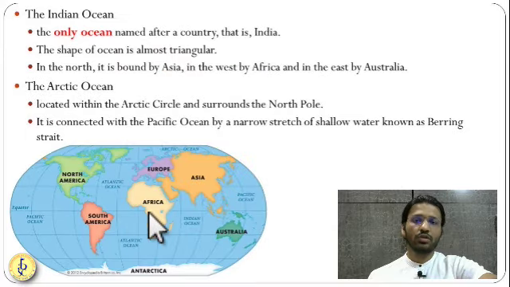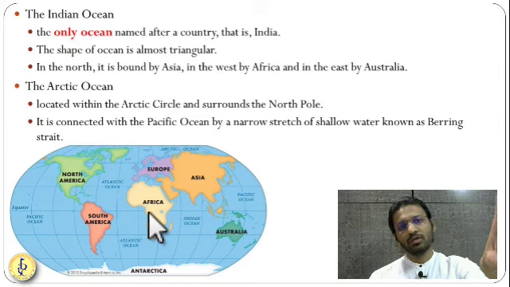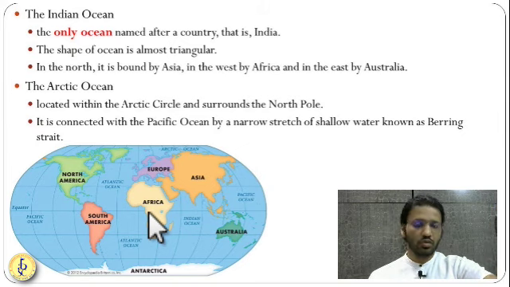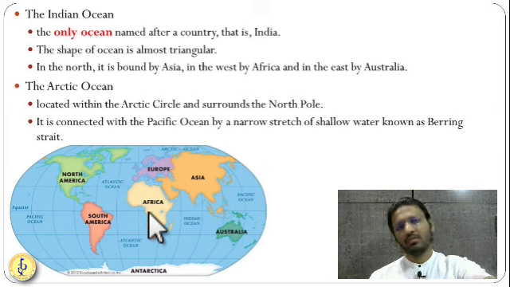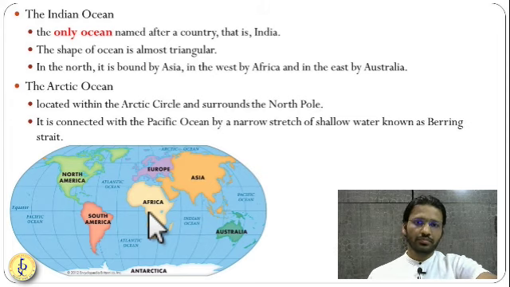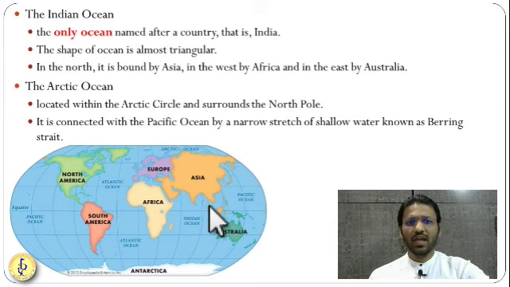The next important ocean is the Indian Ocean. It is the only ocean which has been named after a country. India is the country, and on the name of the country we have named, or the world has accepted, the name Indian Ocean. If we see the shape of the Indian Ocean, it is almost triangular.